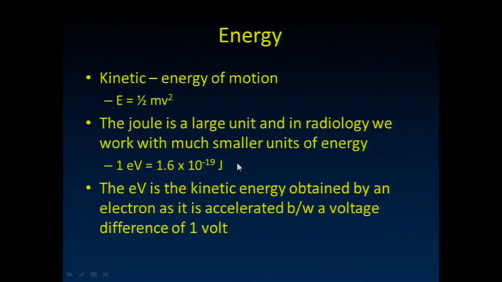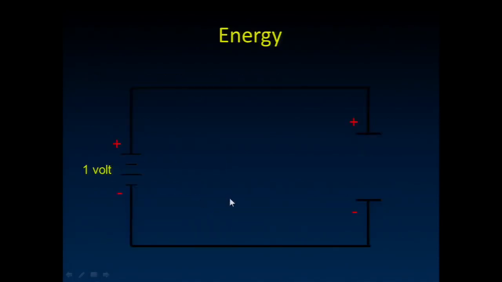That's much too large a unit to be useful to us in radiology. We're going to work with something called the electron volt, and it's the kinetic energy that an electron has, with mass, remember, when we accelerate it across a voltage difference of 1 volt. So here we have an electron, and we accelerate it across that voltage difference of 1 volt. When it strikes that positive terminal there, that electron has a kinetic energy of 1 electron volt, okay? If we accelerated it across 1,000 volts, it would end up with a kinetic energy of 1,000 electron volts.